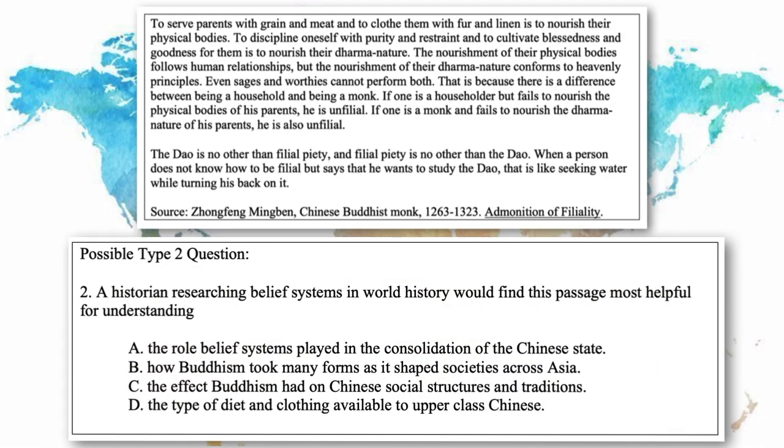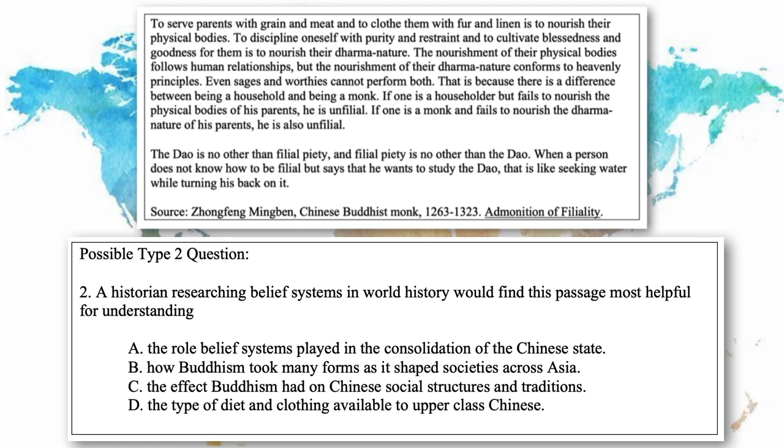A historian researching belief systems in world history would find this passage most helpful for understanding, and then students would choose this. So they have to look at content in there, so they have to analyze the stimulus, and in conjunction with history that they know, they have to find the right answer. And the right answer here is B.